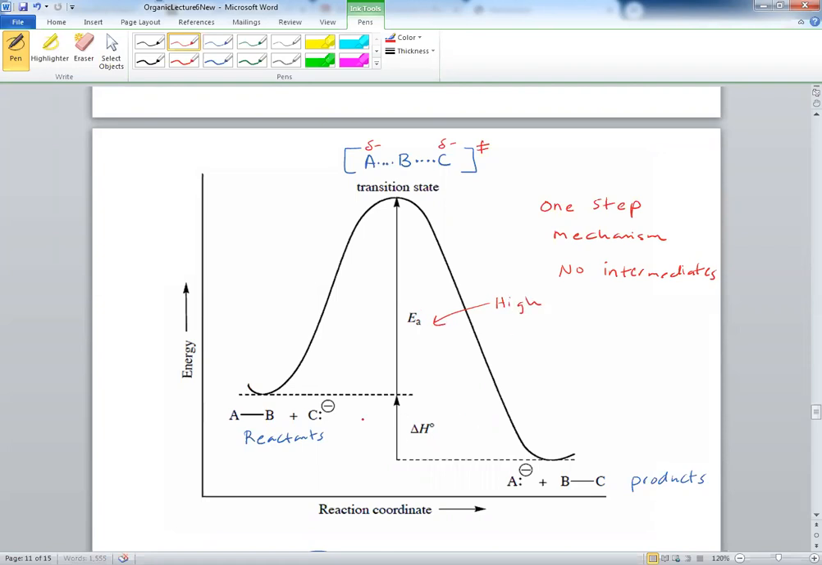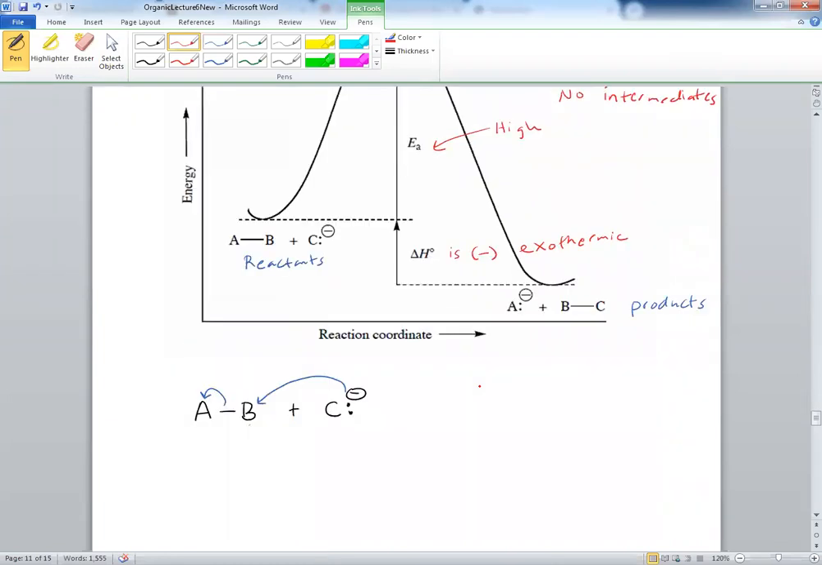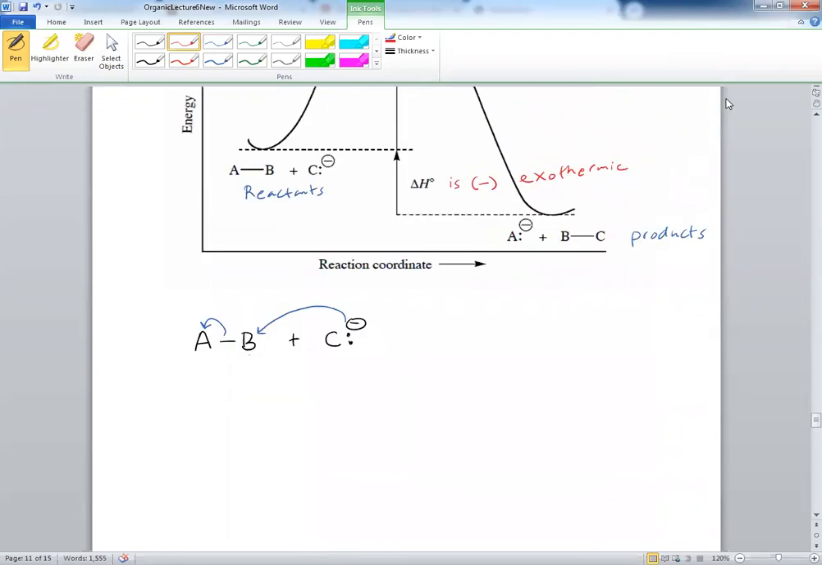And of course, what kind of reaction is this? Exothermic or endothermic? Right, so delta H is negative. So it's an exothermic reaction, which is, by the way, what we want all the time. We want exothermic reactions. So study this before we go on to the next one, because the next one is a two-step, and that would be the end.